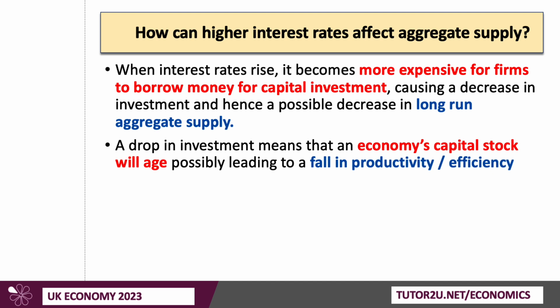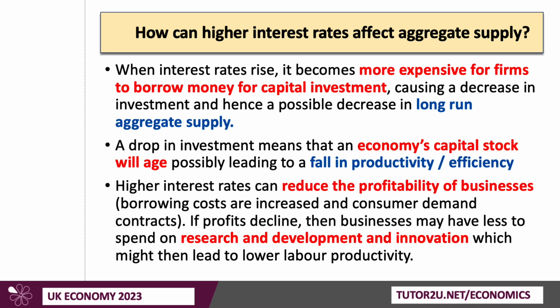Linked with this, if firms are investing less in new capital, new technology, hardware and software, for example, that's going to mean that the economy's capital stock will age. And as the capital stock ages, it tends to break down more frequently, and that can lead to a fall in productivity and a fall in efficiency. Again, two factors that are affecting aggregate supply.